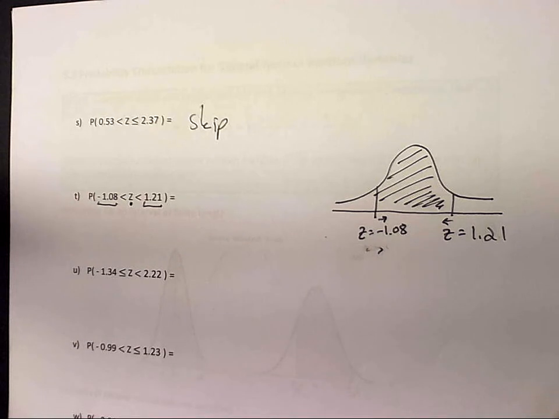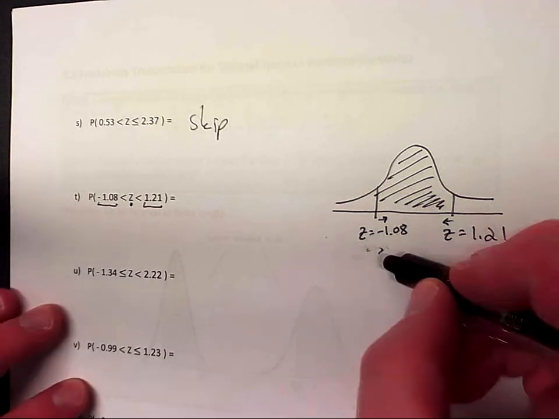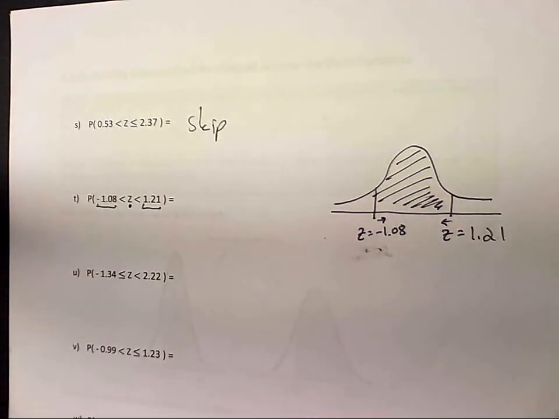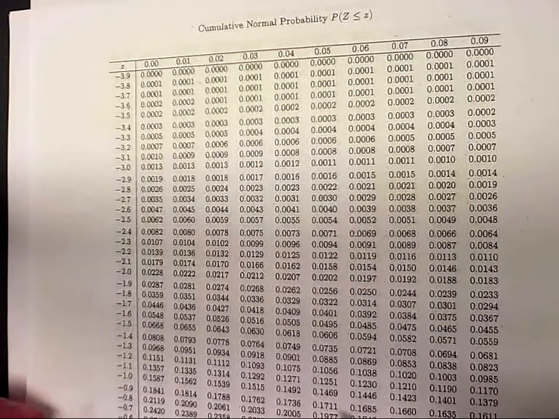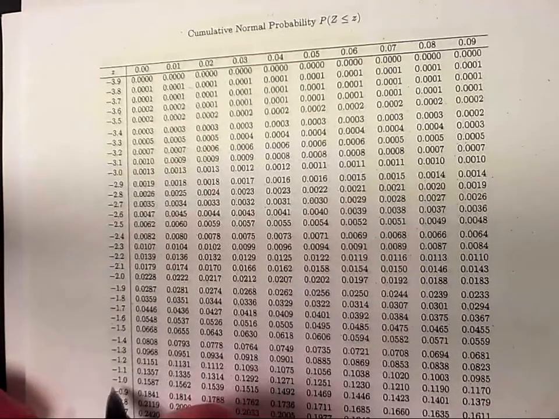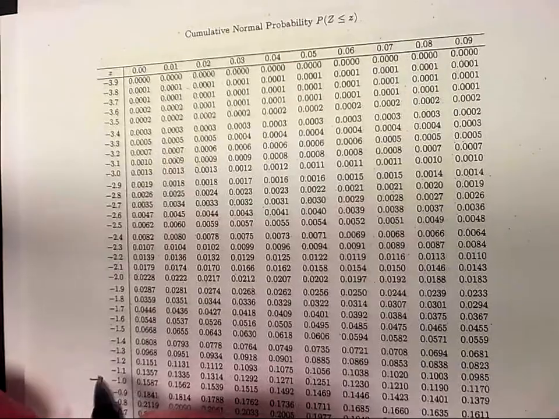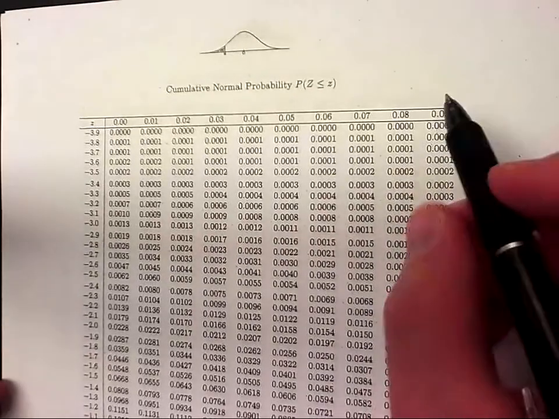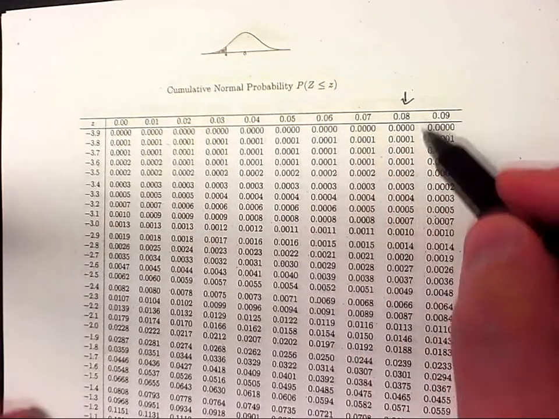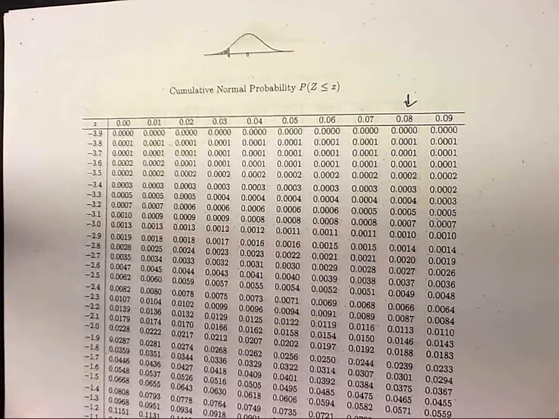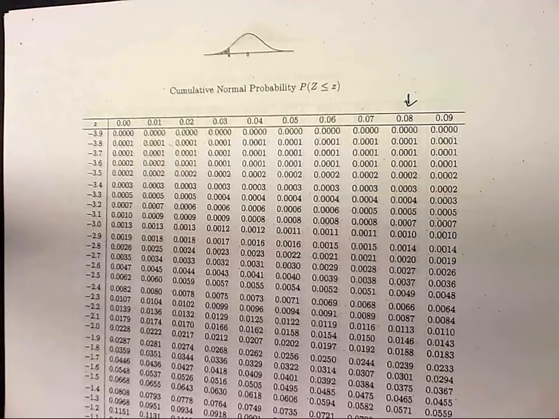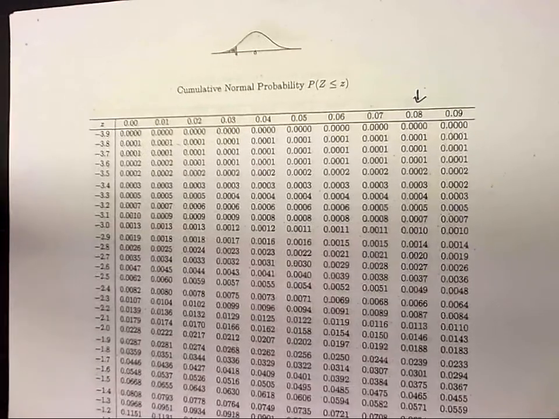The next thing that we want to do is we want to look up these z-values in our table. So again, if we look up negative 1.08 in our table that we've been using, then what we're going to do is we're going to go down to the first decimal place, which is negative 1.0. And then our second decimal place is 0.08, so we're going to come over here to the 0.08 column. And where these two things meet up, we get 0.1401. Is everybody good with how to look up 0.1401?